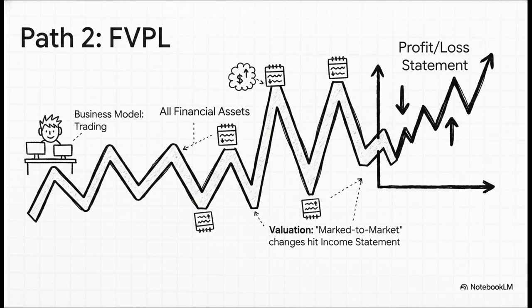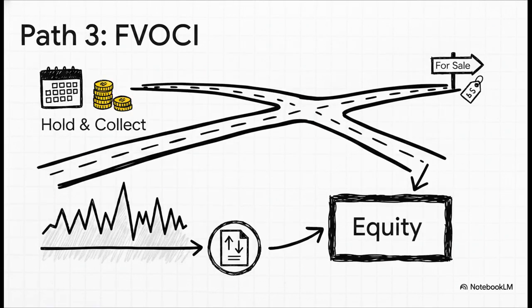You can just think of this as the trader's path. If you buy an asset mainly to sell it for a quick gain, then you have to update its value, or mark to market, at every single reporting period. And any change, up or down, goes straight onto the income statement. This can make a company's earnings jump all over the place, which can sometimes spook investors who like to see steady results. And that brings us to our third path, fair value through other comprehensive income, FVOCI.